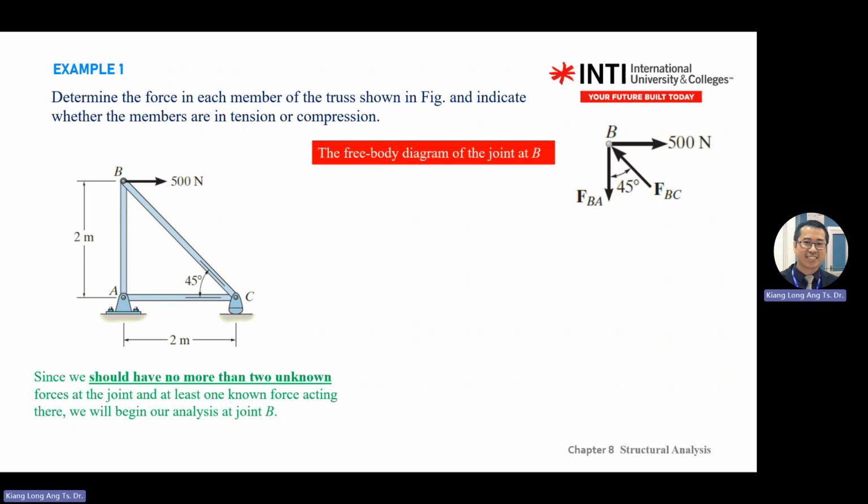707.11 Newton. Right. You press. Okay. Y up is positive. All the force equals 0. This one is bottom. You need to write this one. Then you write minus FBA plus FBC cos 45 equals 0. So you substitute this one here, you're able to find FBA.